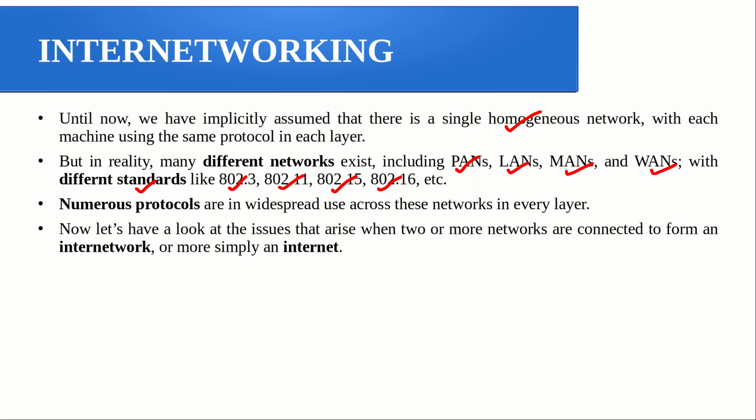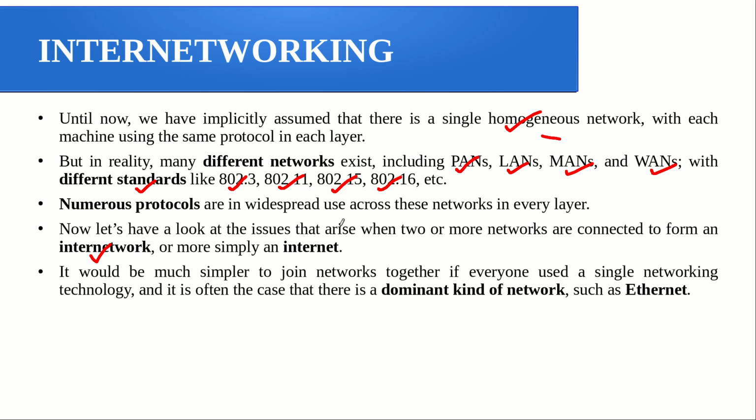So let's have a look at the issues that arise when two or more networks are connected to form an internetwork. This is our original internet, where you can't expect this kind of homogeneity; rather, things are heterogeneous in nature. So how will things be interconnected? That is what we are looking at. It would be much simpler to join networks together if everyone used a single networking technology. Then everything is straightforward, running on a single platform. But that is not the case, because across the world there will be different networks, and everything should be connected to each other. Only then can you achieve connectivity to someone sitting remotely.